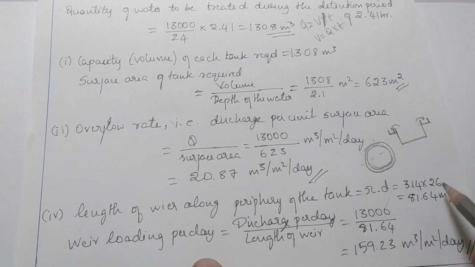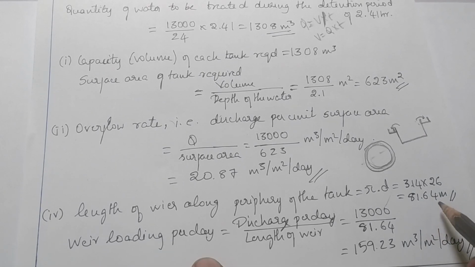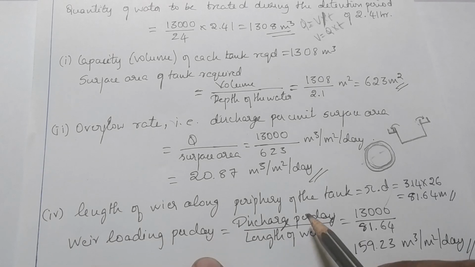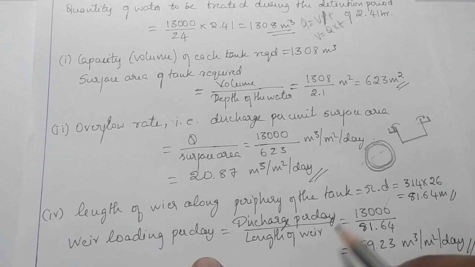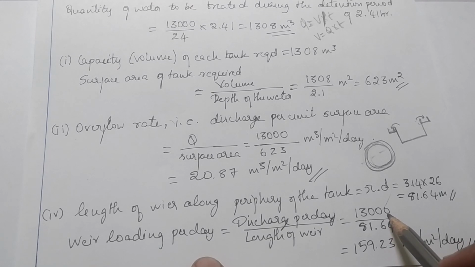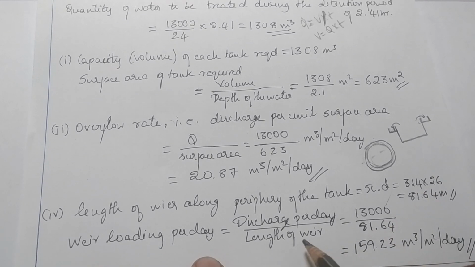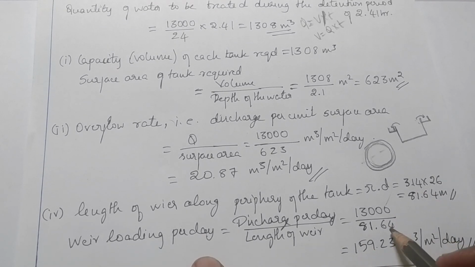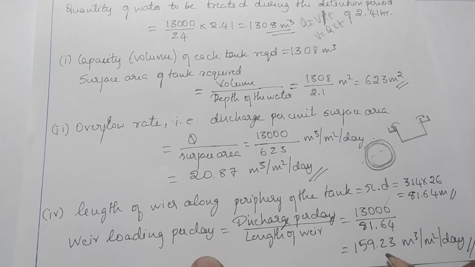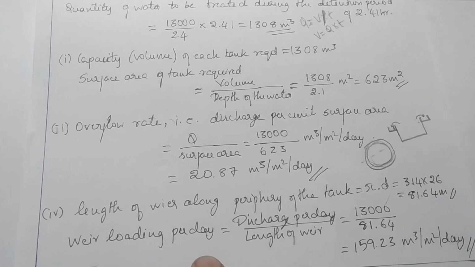D is nothing but 26. On calculating, you will get the periphery length as 81.64 meter. On substituting here, weir loading per day is nothing but discharge per day by length of weir. Discharge is 13,000 meter cube per day. Length of the weir is nothing but 81.64, which we have got here. Weir loading per day is nothing but 159.23 meter cube per meter square per day.